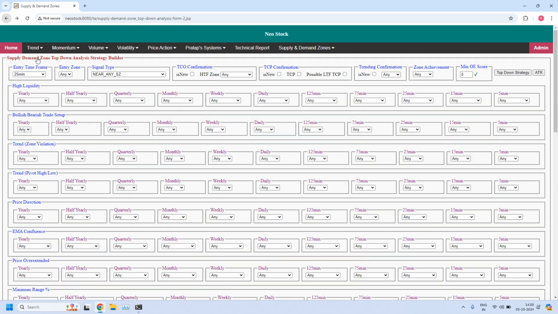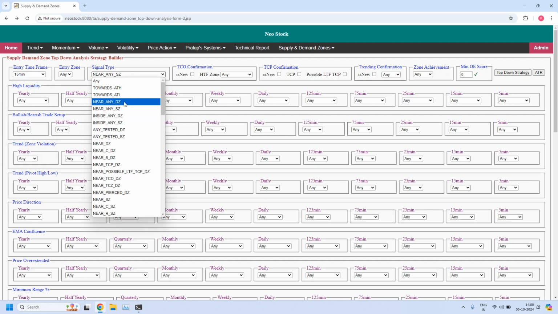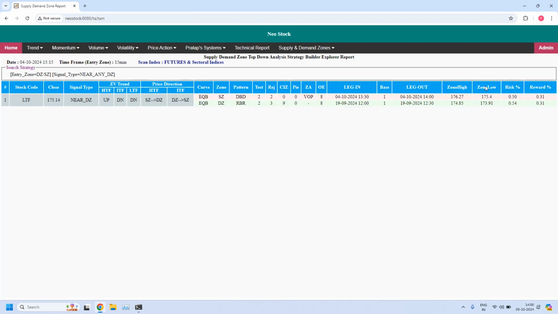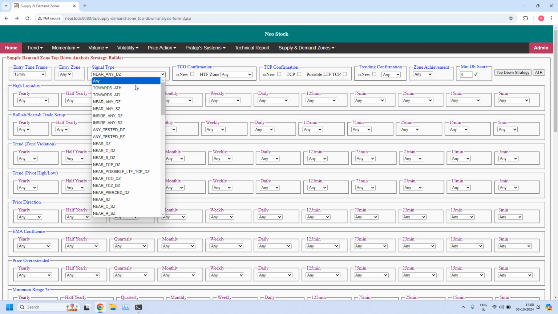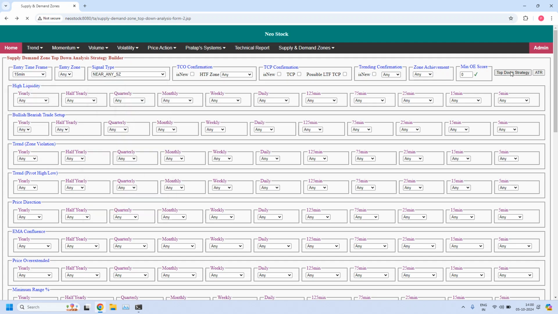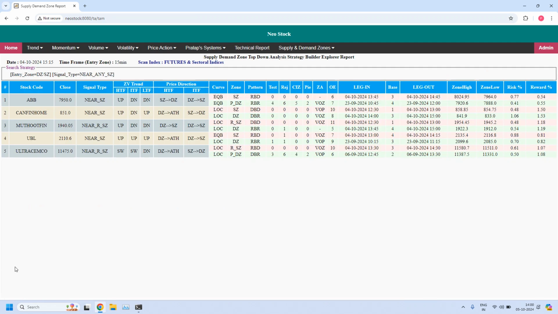Okay, the next time frame is 15 minutes. Let us find the stocks near 15 minutes demand zone. Only 1 stock is filtered. Okay. Next, for 15 minutes time frame, let's find the stocks near 15 minutes supply zone. 5 stocks are filtered.